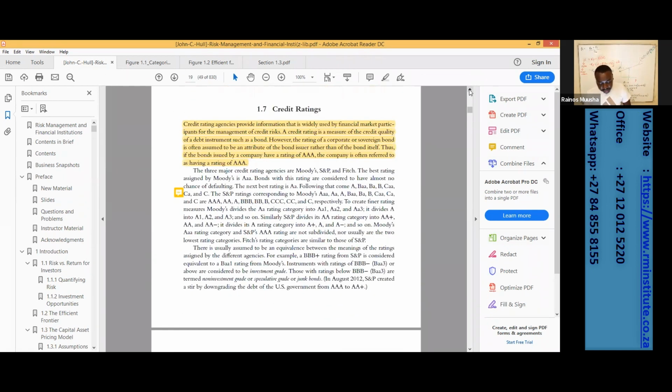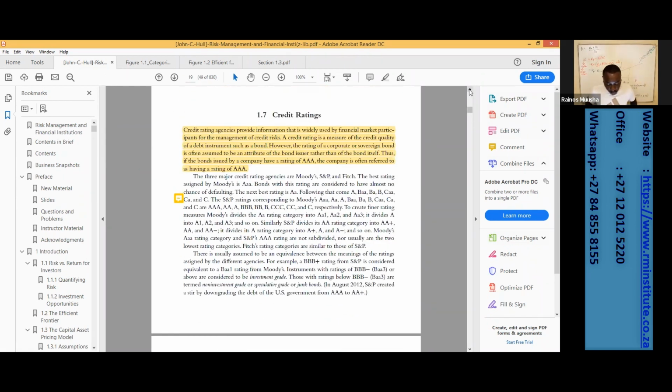So this is where we are going to end when it comes to today's class, because we have done chapter 1. Is there any question from chapter 1? Anything that you found difficult that you might need me to explain a little bit further? Any questions?